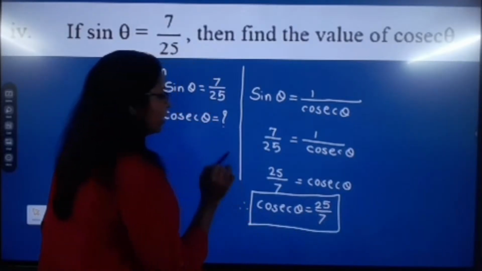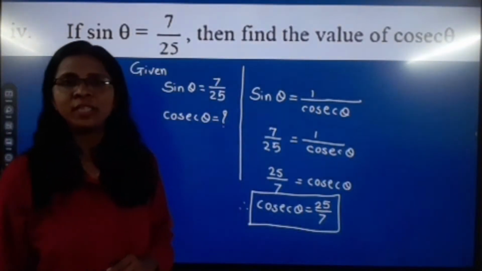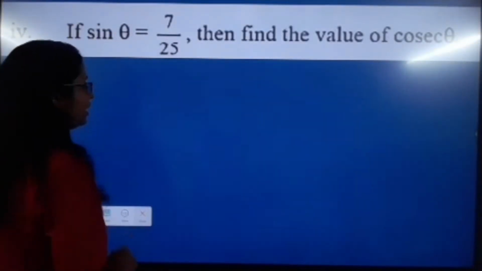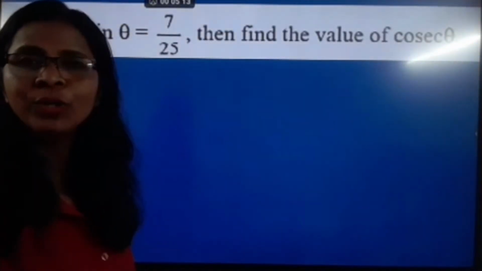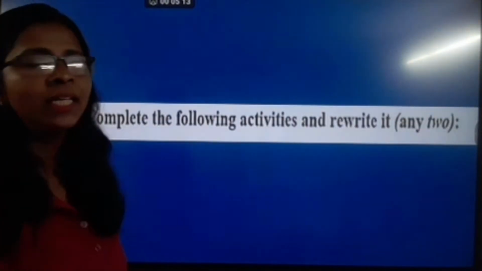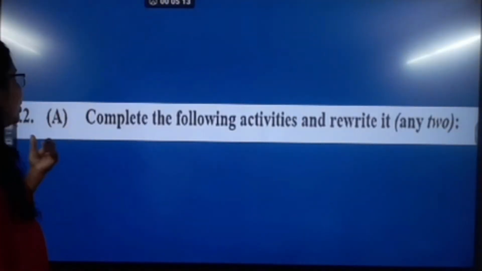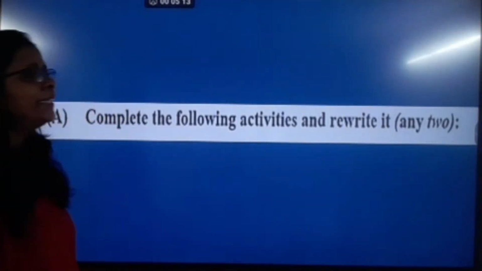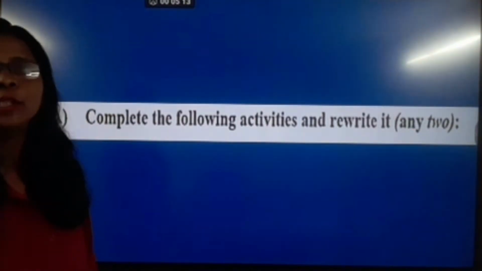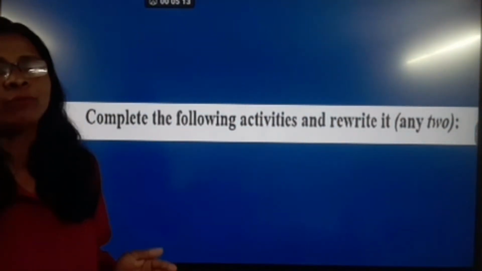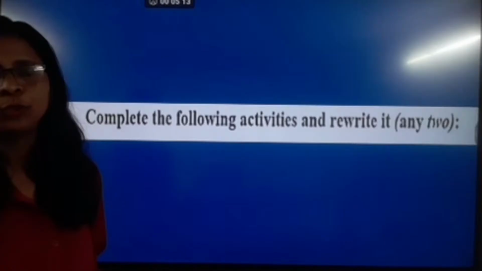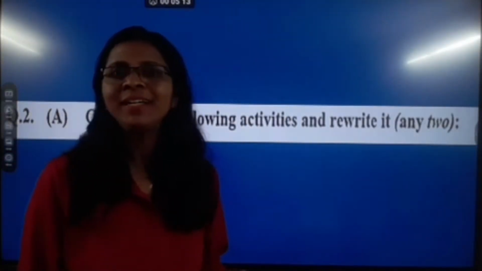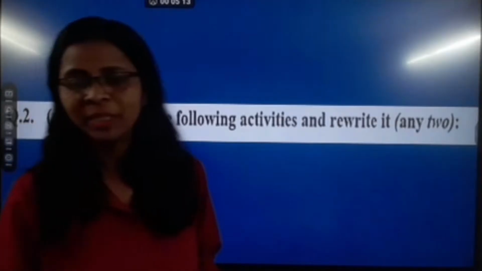Cosec theta is equal to 25 upon 7. Okay, students, you also solve with me, so you get the practice. Now here question 2, complete the following activities and rewrite it. Those are the optional questions and you have to solve only two questions out of the three. Okay, students? Then the next example.